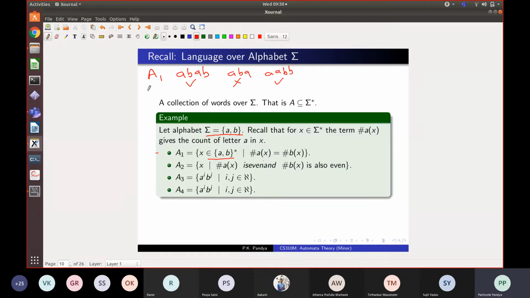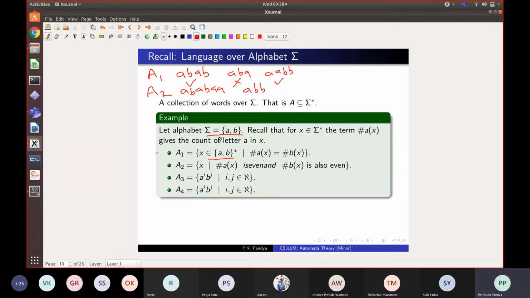So what are some of the strings which will be there in A2? So AB, AA, will it be in the language? To determine whether the string is in the language or not, check whether the condition is satisfied. Clearly the number of A's is 4, which is even, and the number of B's is 2, which is even. So it will be there. Whereas something like ABB will not be there because the count of A is odd, right?